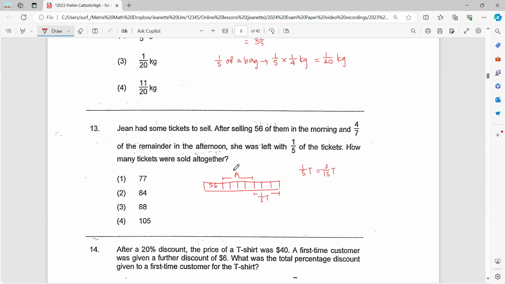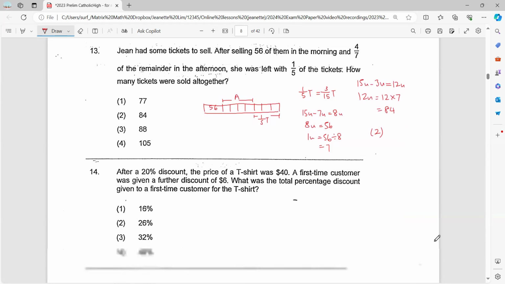So to find 56, I will take 15 units minus 7 units, which is 8 units, and 8 units is 56. So 1 unit is 7. How many were there? How many were sold all together? Now we're only looking for the amount sold. So it's actually 15 units minus this 3 units. Twelve units is what we're looking for. So 12 times 7, 84. So answer 2.